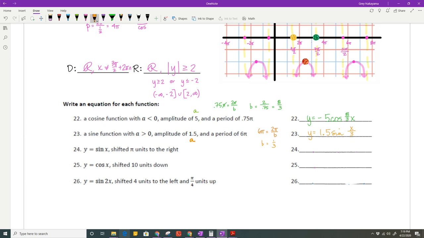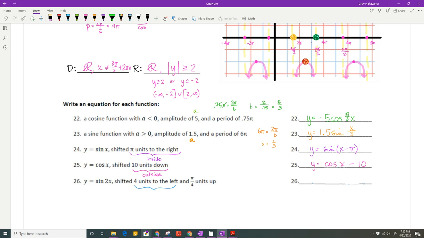Okay. These next two, those were just changes with a and b. These are going to be changes with your h and k. So if I have a sine function and it's shifted to the right, then that means that is going to be inside. And I'm going to the right, so I know it's going to be minus. So it's y equals sine quantity x minus pi. I got a cosine function shifted 10 units down. If it's down, that means it's outside. And so there are no parentheses needed. Y equals cosine x minus 10.